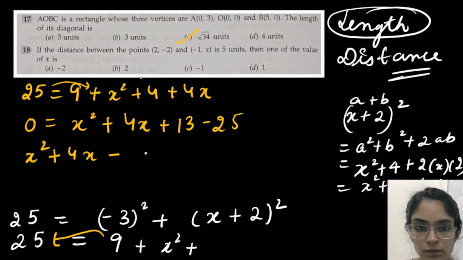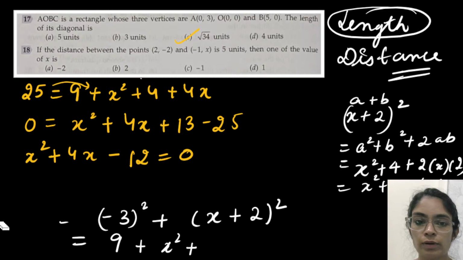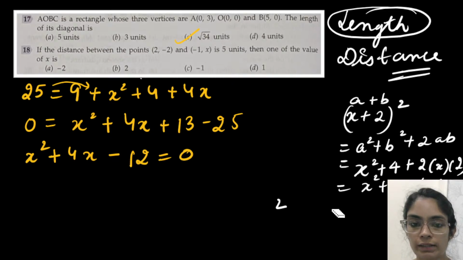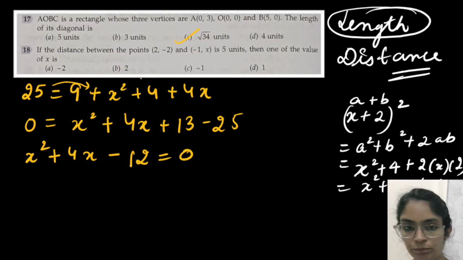So minus 12, x square plus 4x minus 12 is equal to 0. Instead of writing 0 on this side, I can write it on the other side also. So option B. Here we have got a quadratic equation, which you already know how to solve, by splitting the middle term. I hope you know how to solve a quadratic equation.